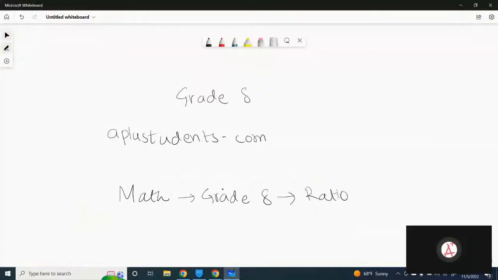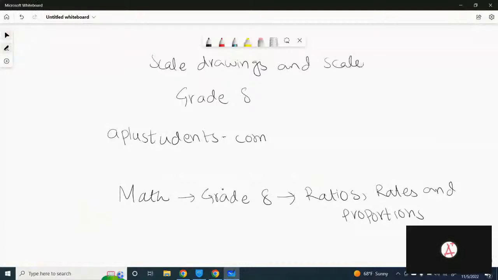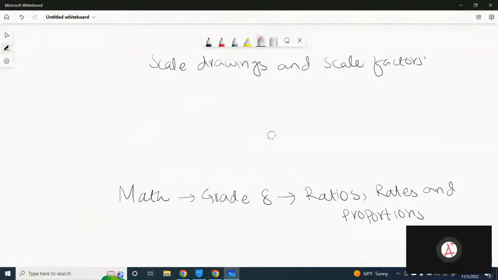We are already working on the chapter ratios, proportions. So let's start with a topic that is scale drawings and scale factors. The lesson we're going to start with is scale drawings and scale factors. So please make sure you have your notebook and pencil so that you can note down the important examples and definitions as well. Got it?